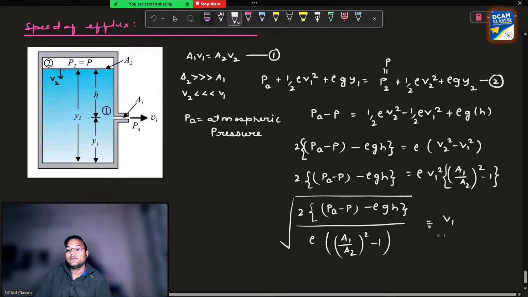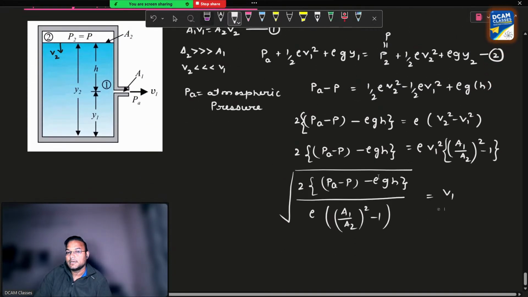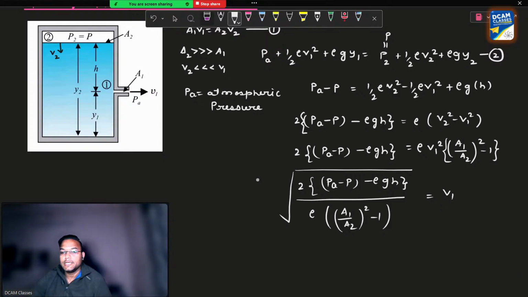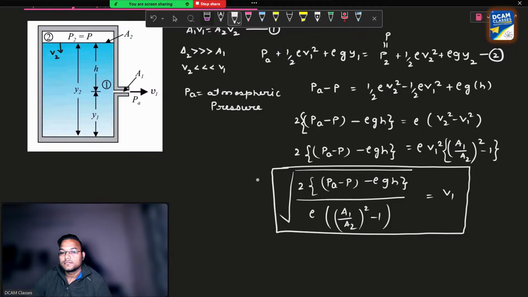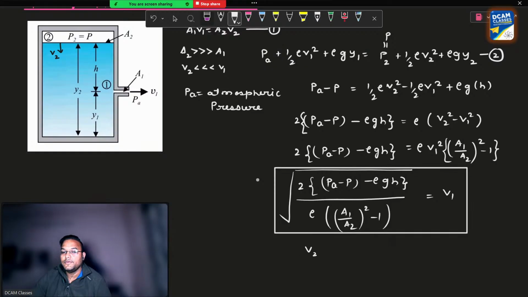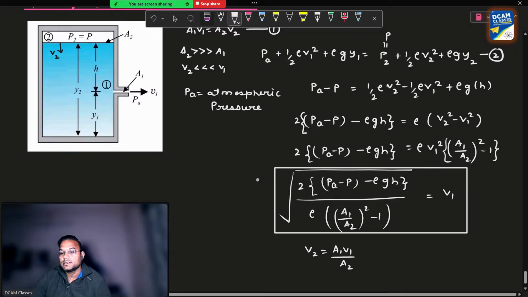This is actually a very complex one I have written, but things simplify. I'll tell you how. This is the actual expression that we should have. V2 also you can find, but don't worry: V2 will be equal to A1 V1 by A2. Just multiply A1 by A2 to this and you'll get the answer.